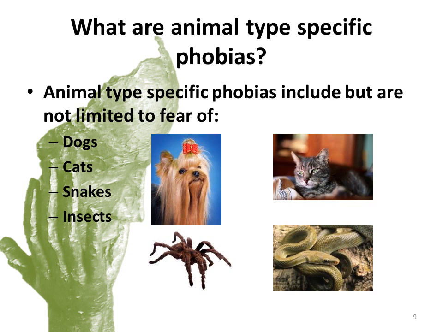So first up, we've got our animal type specific phobia. These phobias include the fear of dogs, cats, snakes, and insects. And it also includes all other animals as well. So if someone has an animal type specific phobia, they can be scared of any animal, from ferret to raccoon.